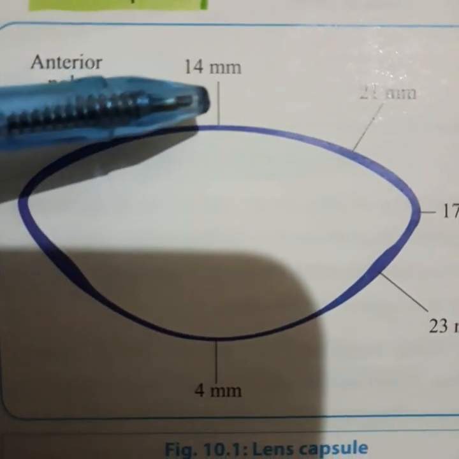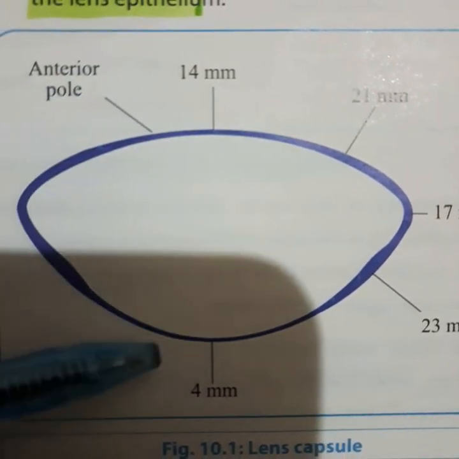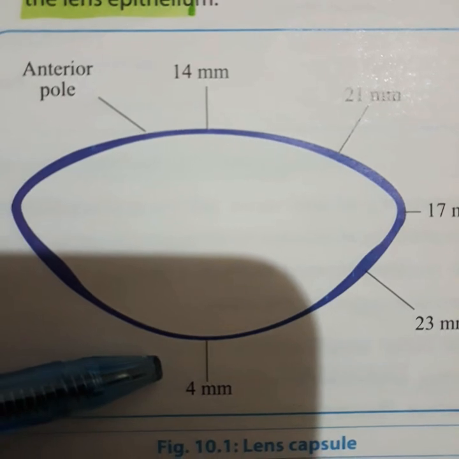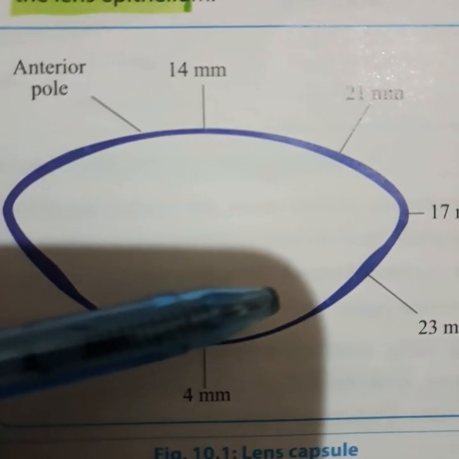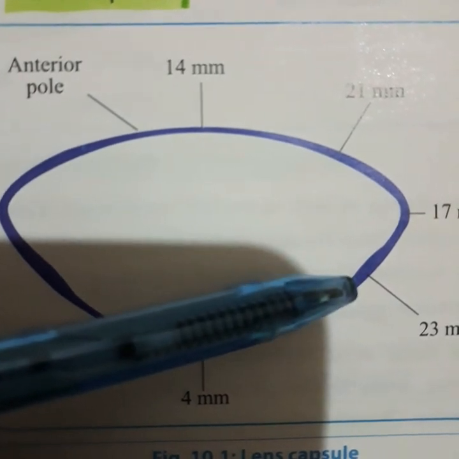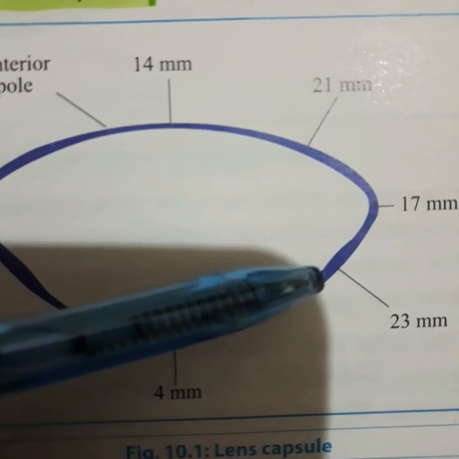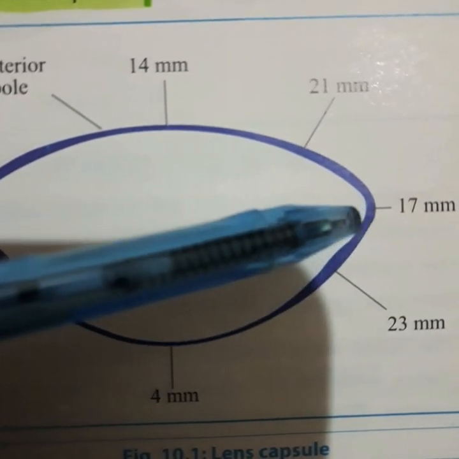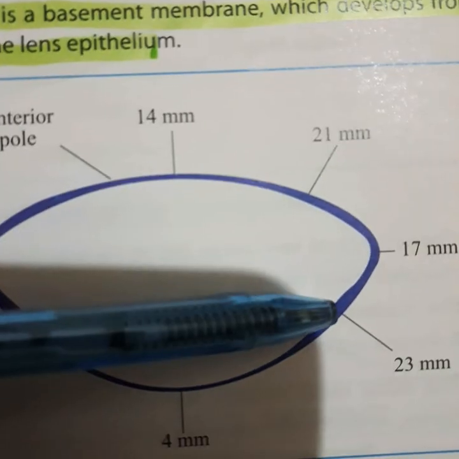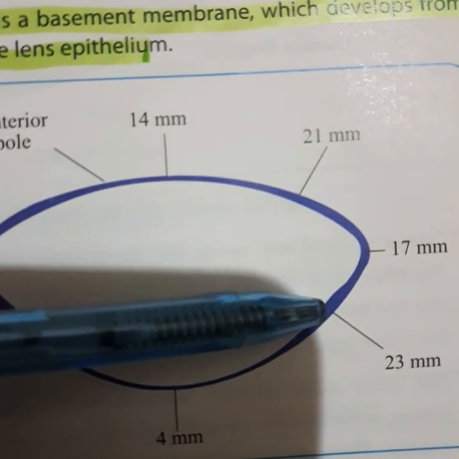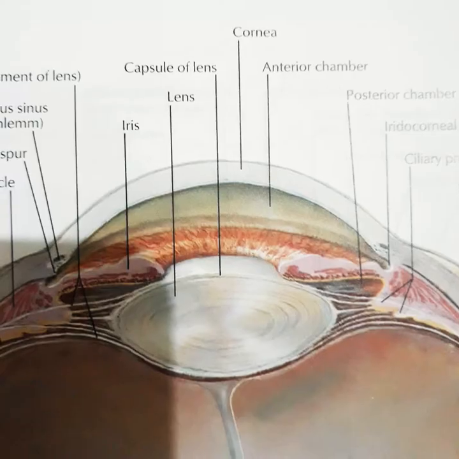At the anterior pole, the thickness of capsule is 14 micrometer, while at posterior pole, the thickness of capsule is 4 micrometer. At the pre-equator region, the thickness of capsule is 23 micrometer, while at the equator regions, the thickness of capsule is 17 micrometer. At the pre-equator regions, the thickness is ranging from 20 to 23 micrometer.